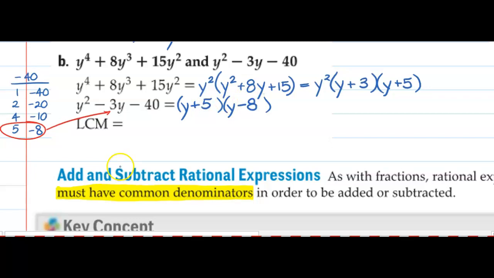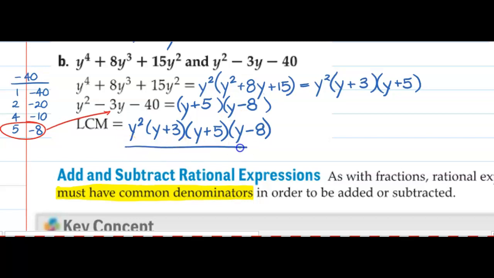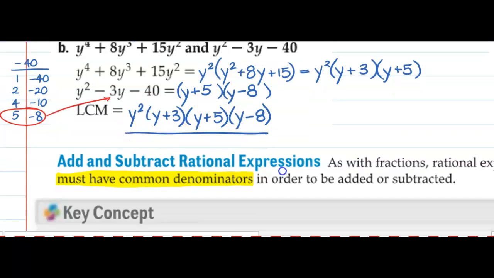Now we need the least common multiple. I have two factors of y, so y squared. I only have one factor of y plus 3 between the two. I need one factor of y plus 5 because they each have one factor. That takes care of this. I already have that factor. Oh, and now we also have to pick up a factor of y minus 8. And it's perfectly fine to leave your least common multiple in factored form.